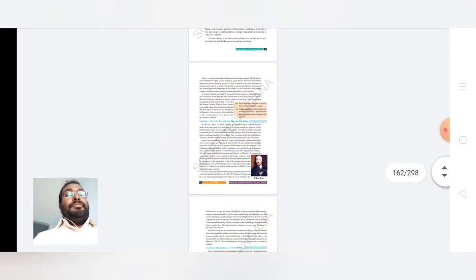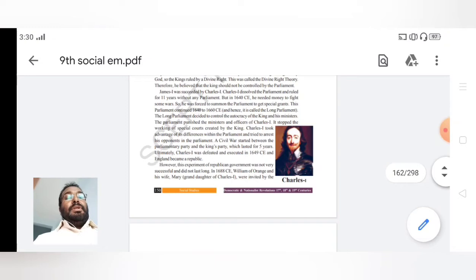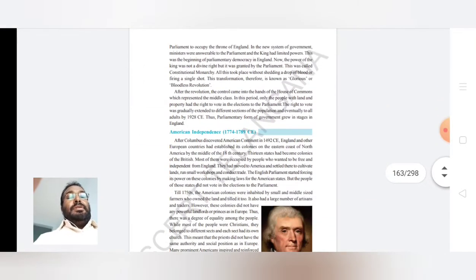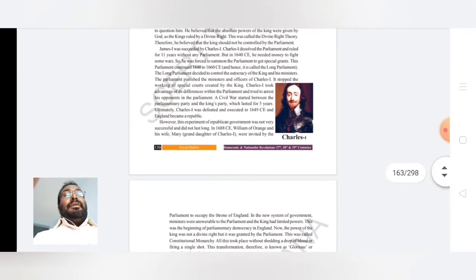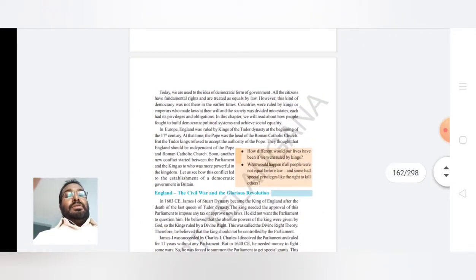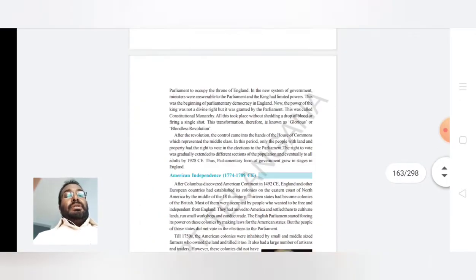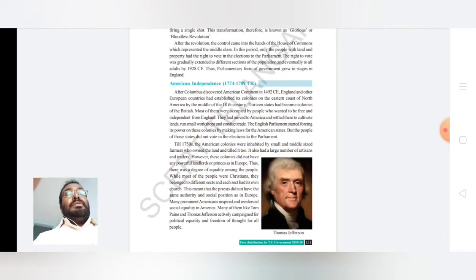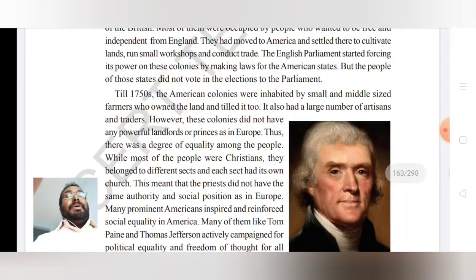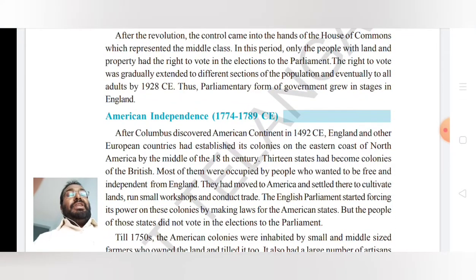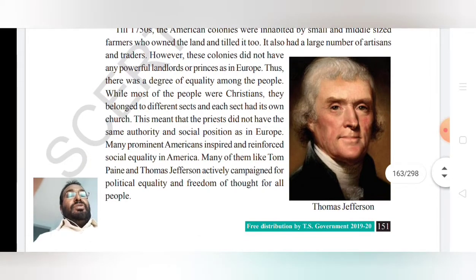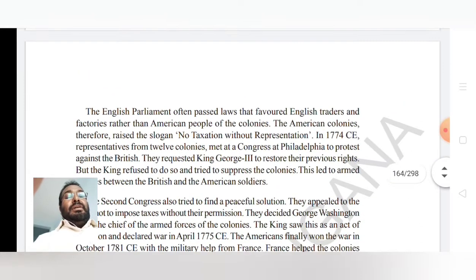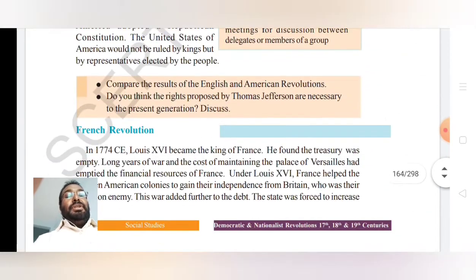Then we have first the revolution that happened in England. Then the second is that of American independence, which happened in the year 1774. And Thomas Jefferson is one of the authors who spoke about it.